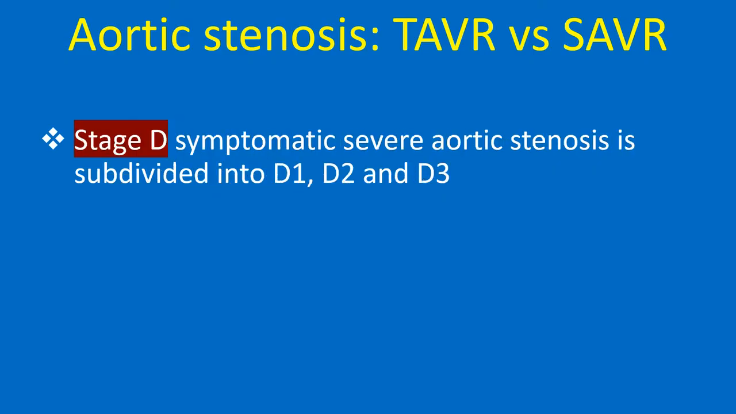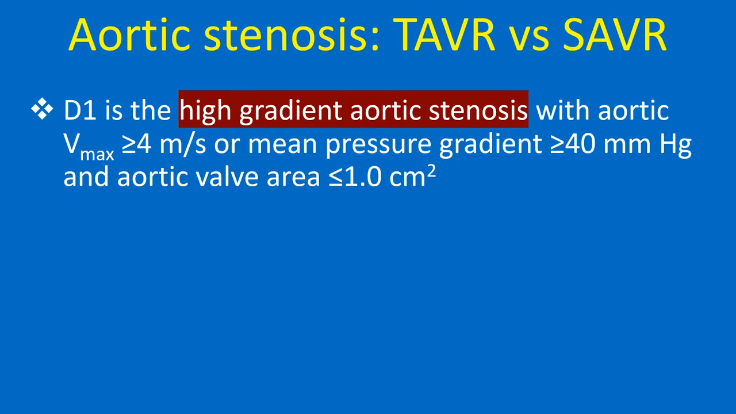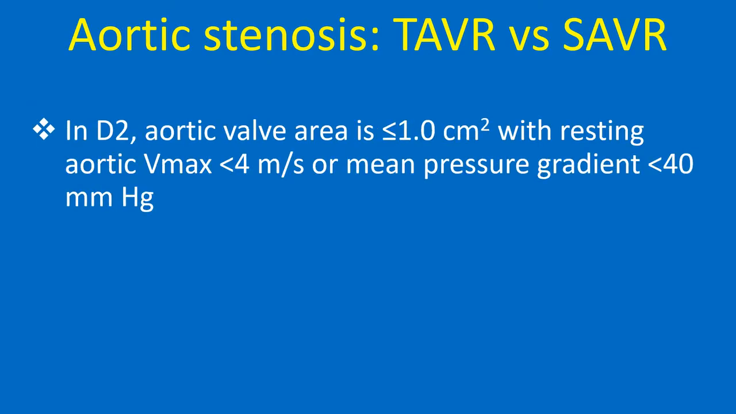Stage D, symptomatic severe aortic stenosis, is subdivided into D1, D2 and D3. D1 is the high gradient aortic stenosis with aortic Vmax more than or equal to 4 meter per second or mean pressure gradient more than or equal to 40 millimeters of mercury and aortic valve area less than or equal to 1 square centimeter. In D2, aortic valve area is less than or equal to 1 square centimeter with resting aortic Vmax less than 4 meter per second or mean pressure gradient less than 40 millimeters of mercury.